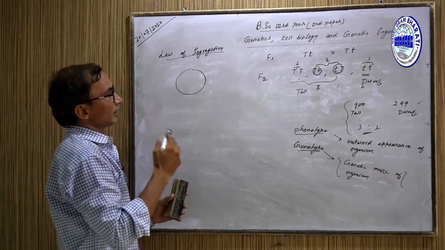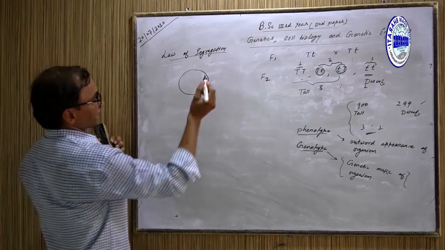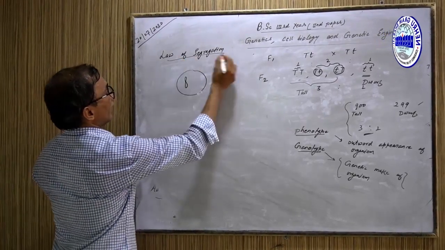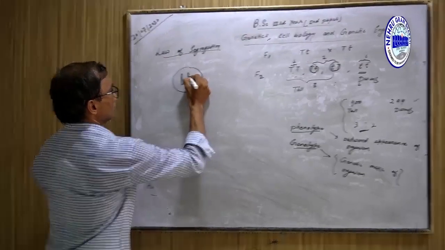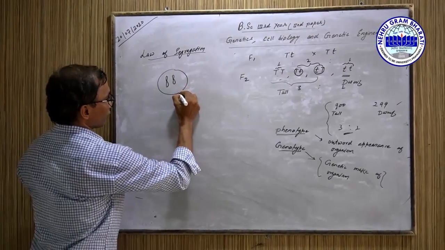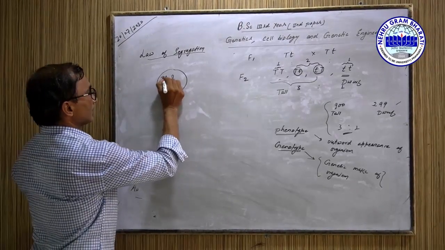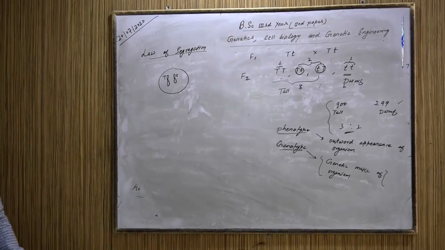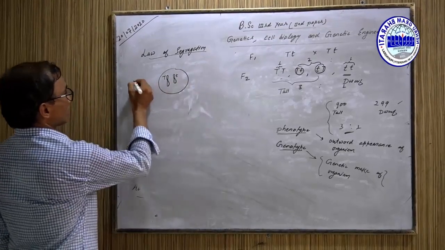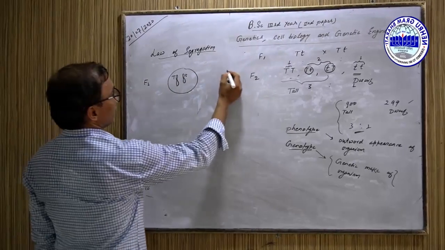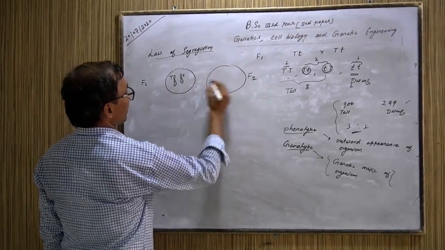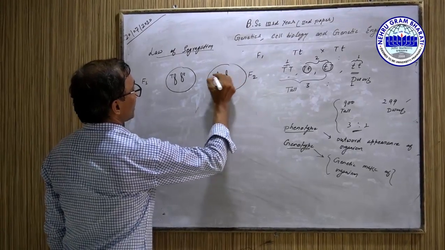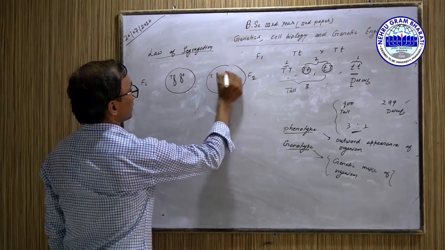So I will give you some idea. I am giving you the law of segregation. Suppose we have taken one character into account. Here is a T and here is a t. This is the F1. So again there is a female parent, and again this and this. These are the alleles.